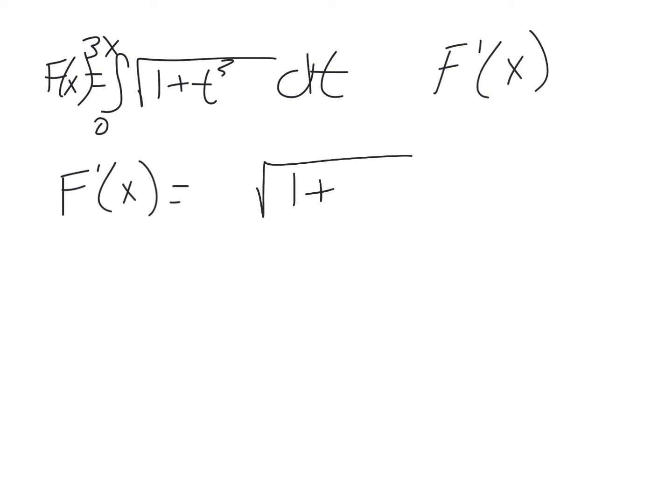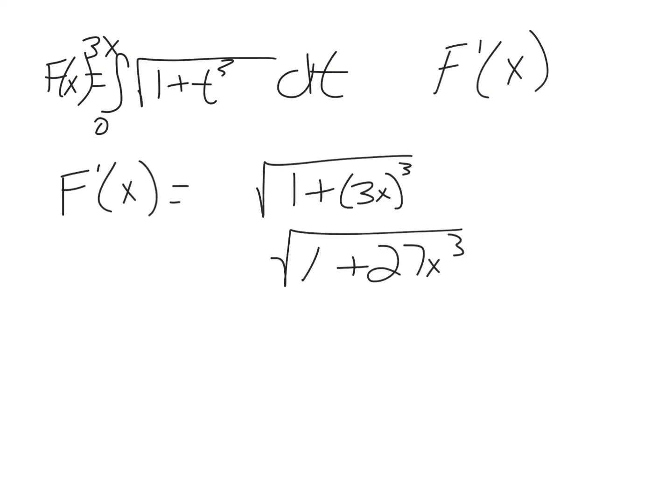Now, this is not the final answer. I'm going to show you something else here. So we cube that inside. It'll be 1 plus, make sure you cube the 3 and the x, 27x cubed. Now, due to chain rule, anytime we have something up here, we need to make sure we put the derivative of whatever this top number is up front. Okay, so the derivative of 3x is 3. So your final answer is 3 times the square root of 1 plus 27x cubed.